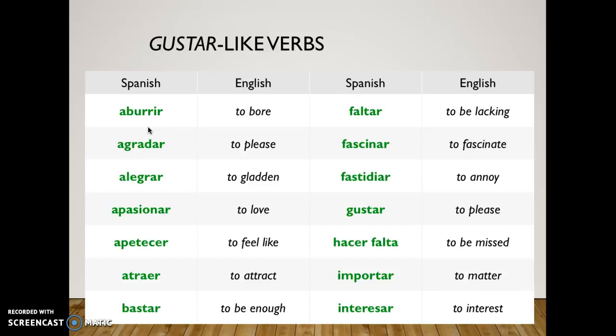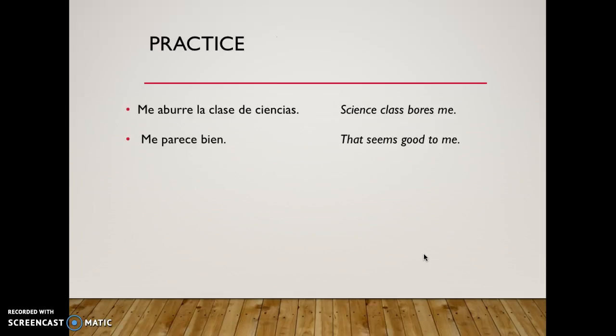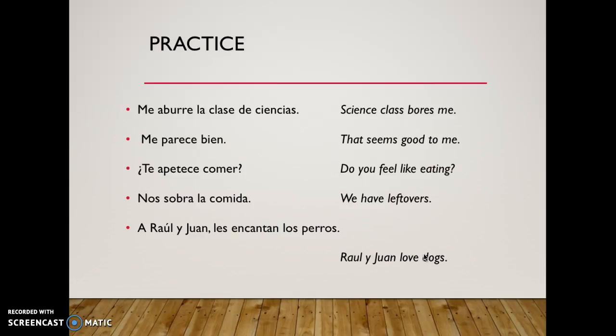Agradar, to please, fascinar, fascinate. So let's just say, stars fascinate us. You would say, nos fascinan las estrellas. Okay? You can memorize these later. There's so many of them, which is great because these are very easy. They conjugate to the singular or plural, and then they have the pronoun that corresponds. Here's some great examples of these other verbs and how they conjugate just like gustar.